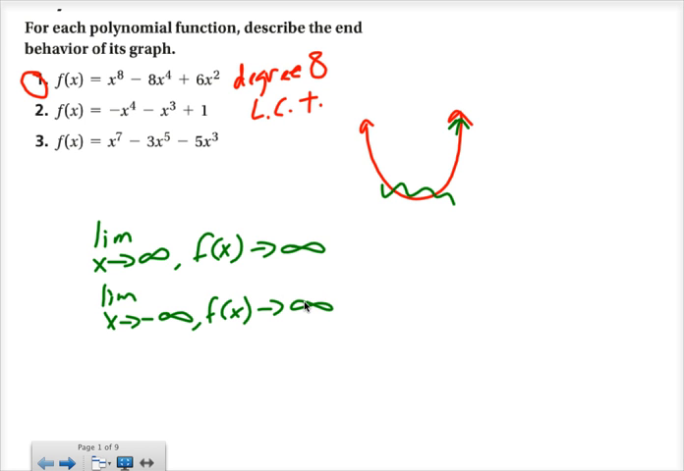Again, the notation stays the same. This is the only piece that we are really filling in for that notation. And so for this one, because it's going up and up, infinity and infinity. And that is the end behavior description.